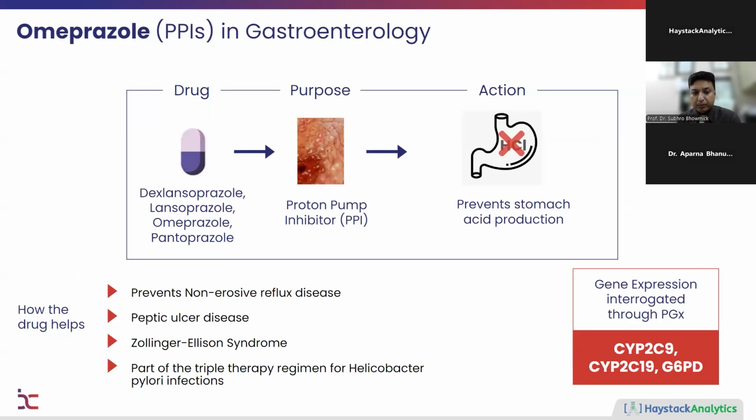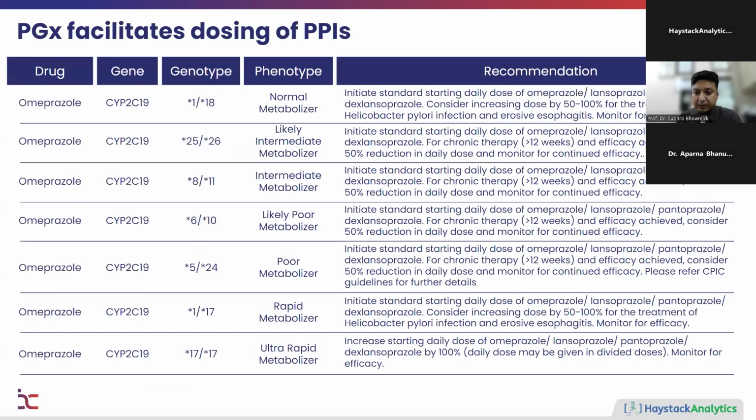Omeprazole, lansoprazole, pantoprazole, proton pump inhibitors, act against stomach acid production. But many of us don't know that these are metabolized by CYP2C9, CYP2C19, and G6PD, because these drugs are used in a host of indications. If there is a genetic variation of CYP2C19, and it's likely an intermediate metabolizer, then you will have to increase the dose of omeprazole.